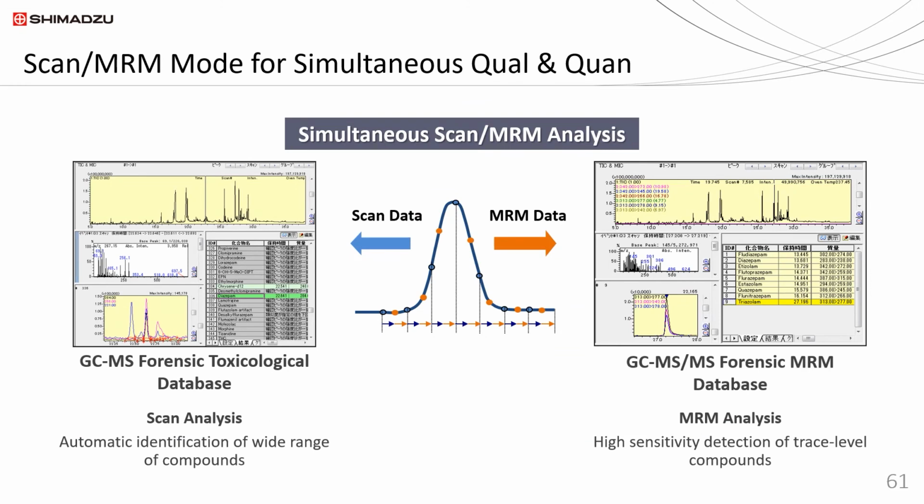Owing to the UFMS technology, a scan MRM method can be performed for simultaneous qualitative and quantitative analysis. The scan analysis provides mass spectrum for identification via library match. The MRM analysis enables trace level detection and quantitation with available standard compounds. The forensic database package thus provides all the necessary information to support this kind of analysis.